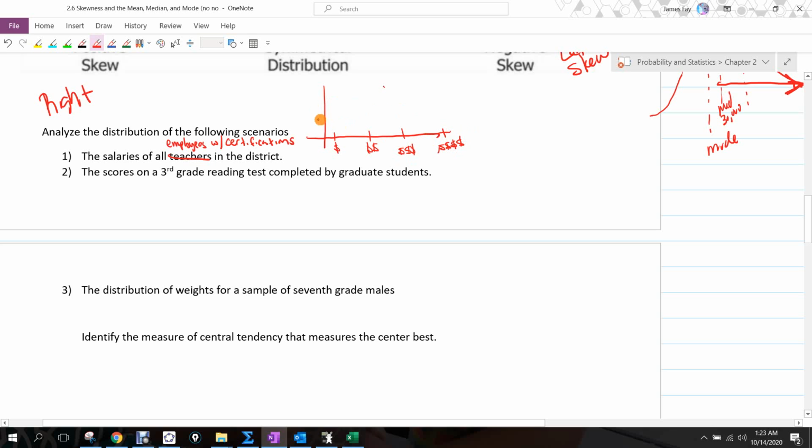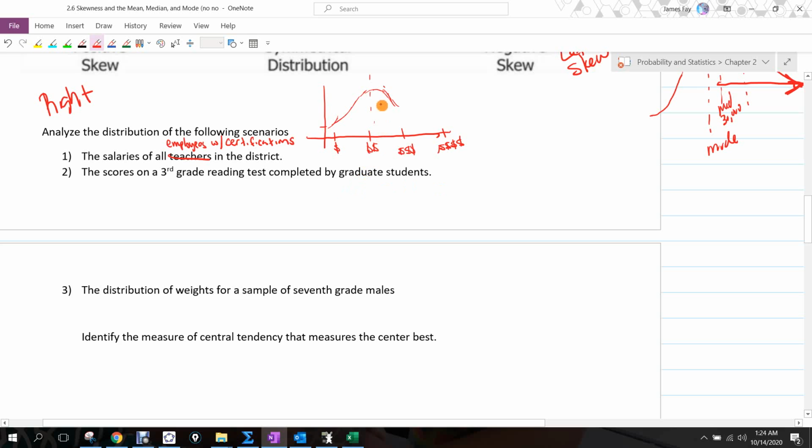Like I said, we've got a few teachers down here making the base salary. As we move on, we get more teachers making more and more. But eventually that plateaus, and as we get further over here, we get less and less teachers making large amounts of money. But we do have people like the treasurer, superintendent, and administrators pulling the mean, with a superintendent's salary and an administrator's salary.